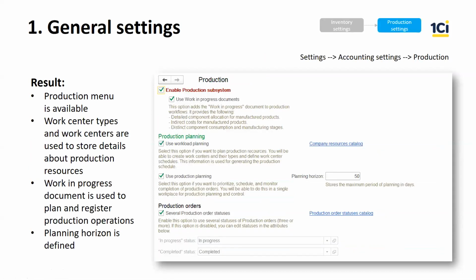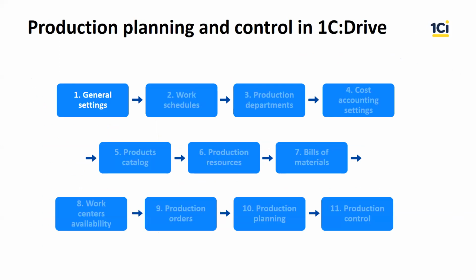Next is production settings. We see that here we enable production subsystem, and that makes production menu available to us. And to be able to do production planning, we'll need all presented here options selected, as well as planning horizon must be assigned. And that means that planning horizon defines how far into the future our production schedule might go. That's it for the general settings.